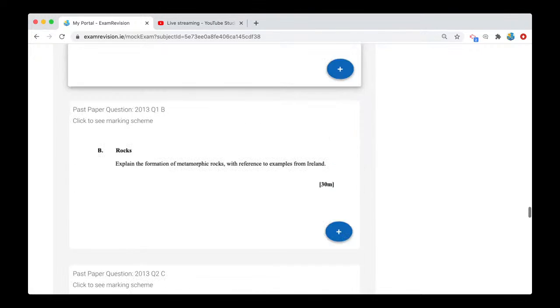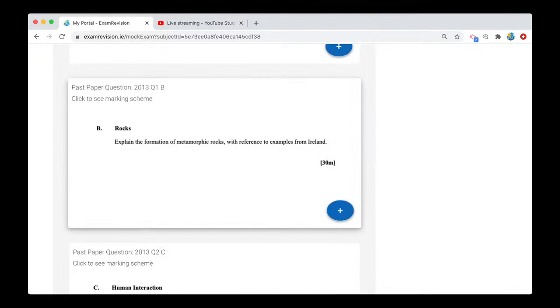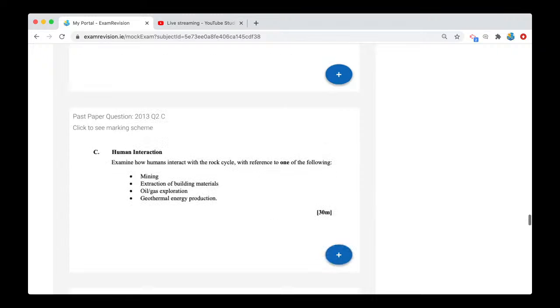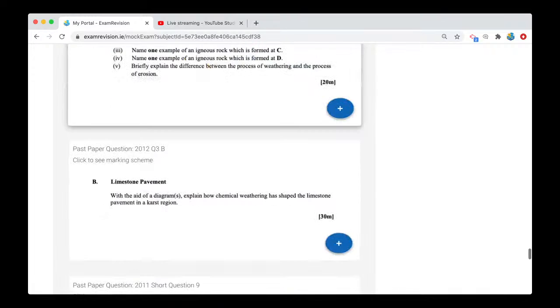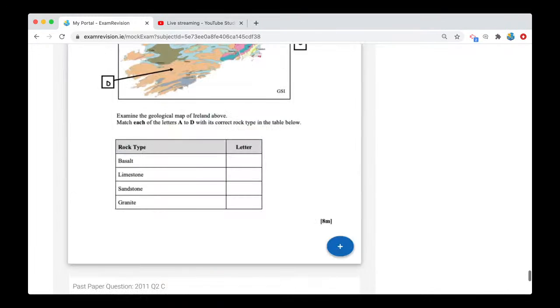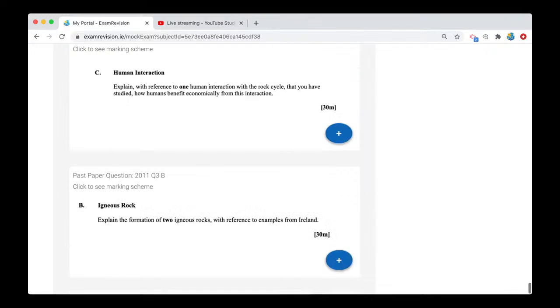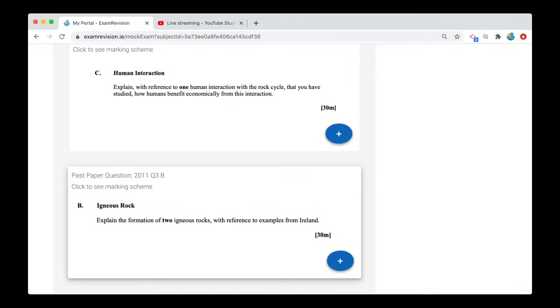Okay, if we go down to 2013, explain the formation of metamorphic rocks with reference to examples from Ireland. And if we go to 2012, we can see: describe the formation of one sedimentary rock that you've studied and briefly explain how this rock may be transformed into metamorphic rock. 2011, we had: explain the formation of 2 igneous rocks with reference to examples that you have studied.